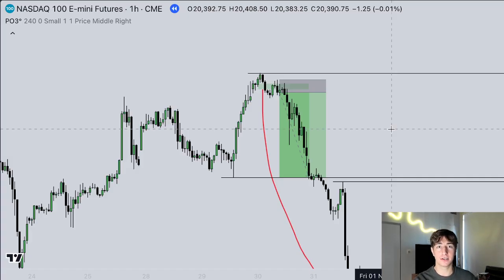Again, I hope this cleared some things up about how to actually know when to enter within the market maker buy model. But yeah, let me know if you guys have any questions in the comments or video ideas you want to see, and I'll see you guys in the Discord.